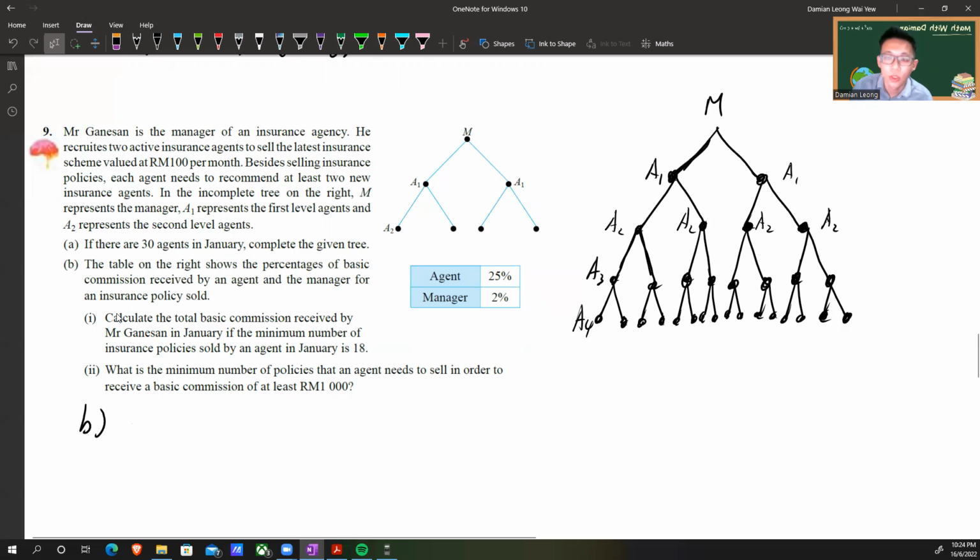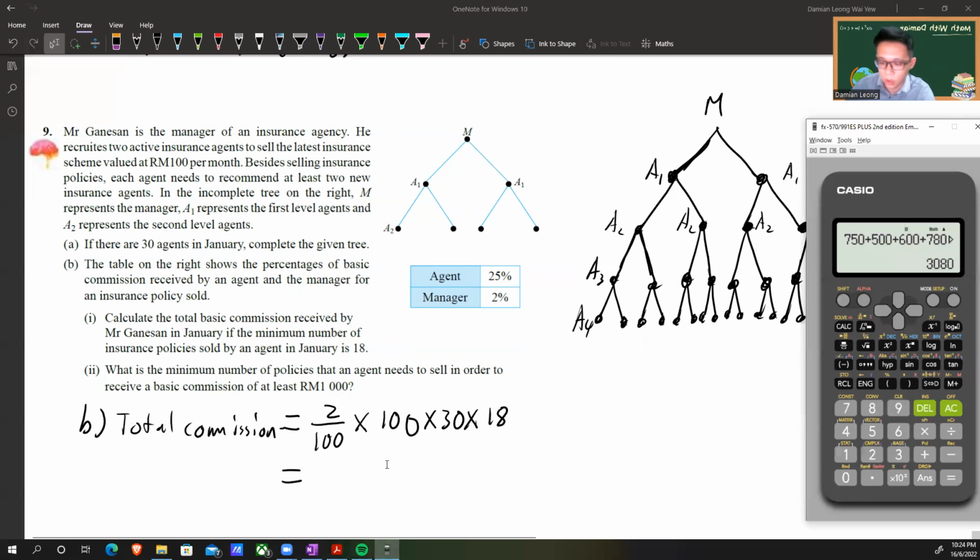Assuming that each of them sells 18, the total commission by Mr. Ganesan, the manager, he gets 2% of the 100 ringgit for each insurance, and the number of insurance will be the 30 agents times 18 policies per agent. So I take 2/100 times 100 times 30 agents times 18 policies per agent. Then you will get 1080.